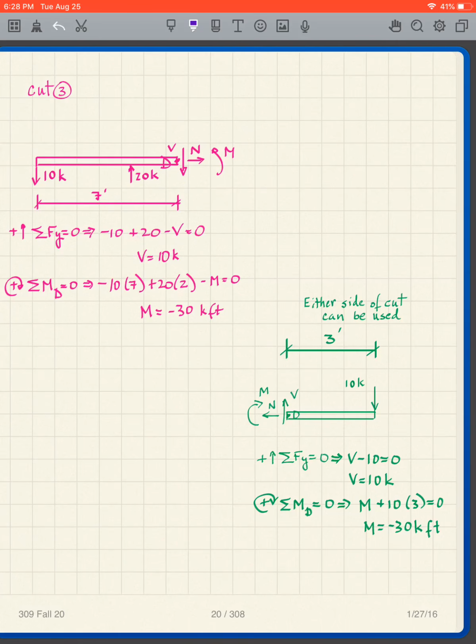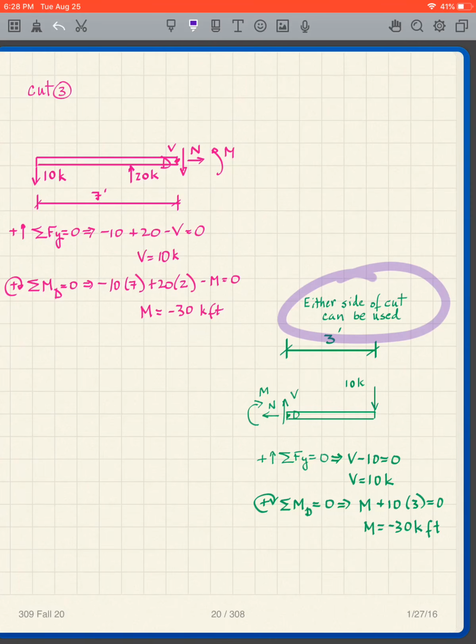Then I take the sum of the moments about point D. There's point D right there. And you can all do this. I'm going to have negative 10 times 7, because it's counterclockwise. And then I'm going to have positive 20 times 2. And then, of course, this is counterclockwise, so it's minus M. So negative 10 times 7 plus 20 times 2 minus M equals 0. I get M is equal to minus 30 kip feet.